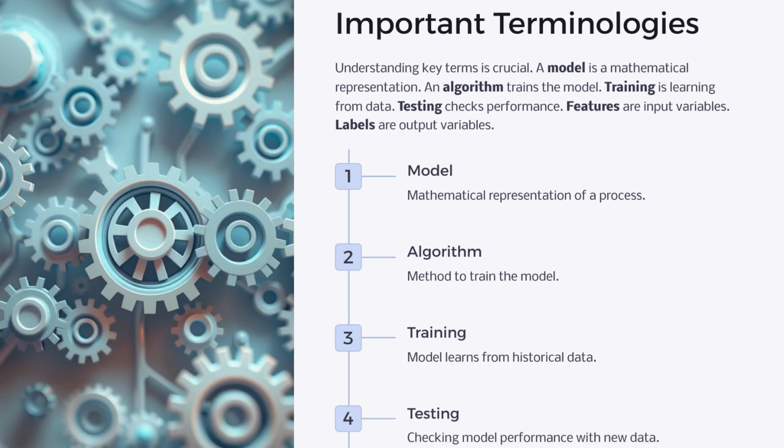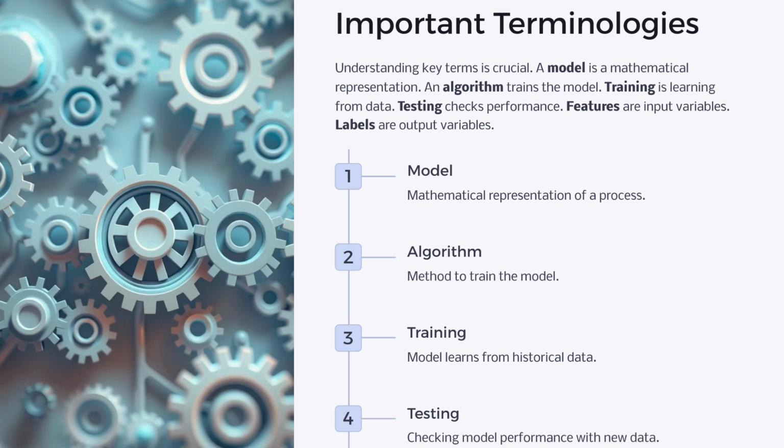Testing. After training the model, we need to check how well it performs. So, we test it with new, unseen data to see if it can make accurate predictions. Features. Features are the input variables used to make predictions. For example, if we're predicting house prices, features can be area, number of bedrooms, location, etc. Labels. Labels are the output variables we are trying to predict. In our house price example, the price itself is the label.